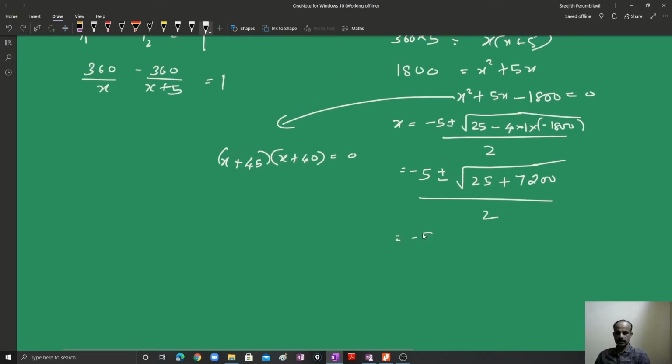So this is equal to minus 5 plus or minus root of 7225 divided by 2. This is equal to minus 5 plus or minus root of 7225, it's 85. There are two different ways. The conventional way is you find it using the long division method. That's your job, you can do it. Others are simple ways.